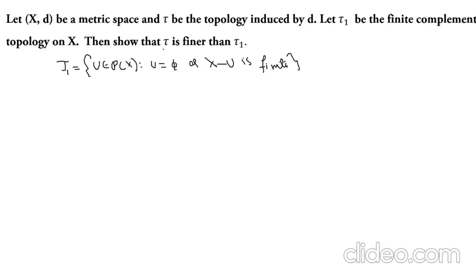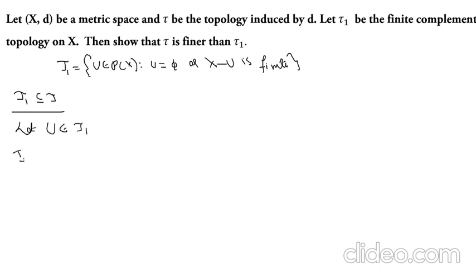So we have to prove that tau is finer than tau 1, that is, tau 1 is a subset of tau. We have to prove this. For that we will take a set from tau 1. Let U belong to tau 1. Then there arise two cases.